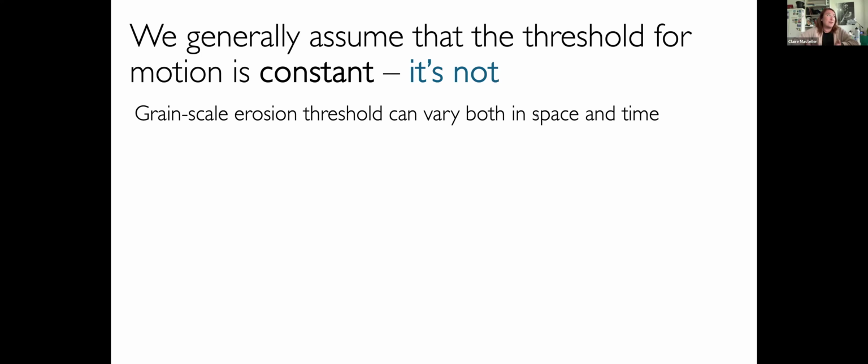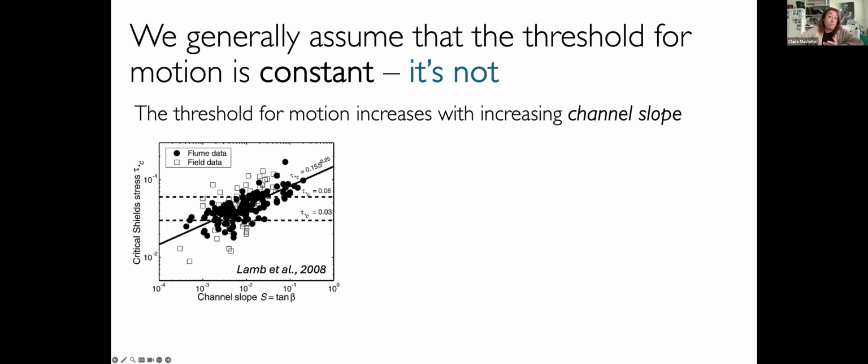demonstrated that the threshold for motion is not constant. Instead, grain-scale erosion thresholds can vary both in space and in time, and for a lot of reasons too.